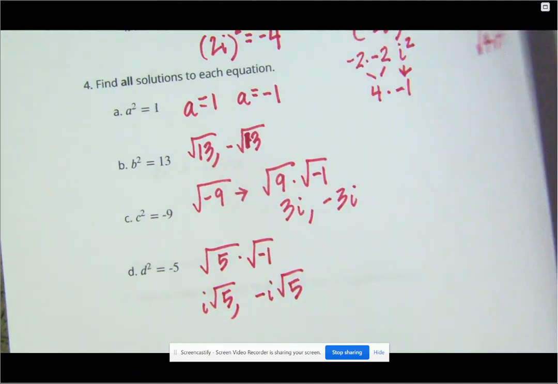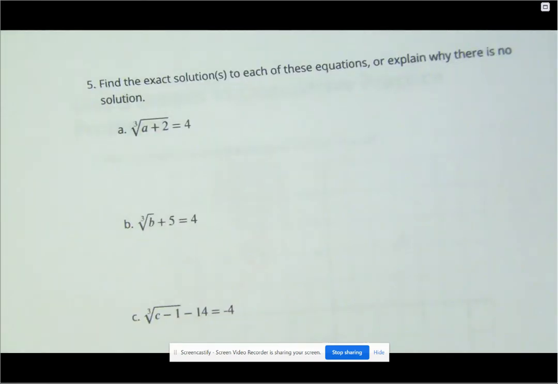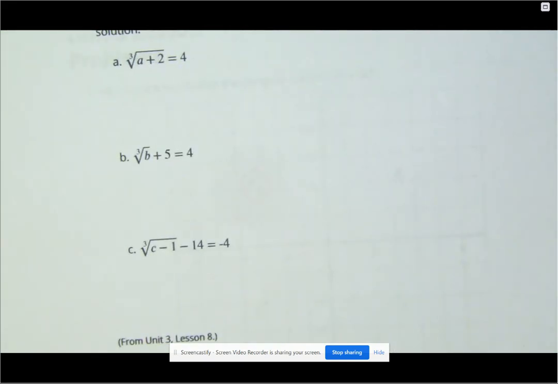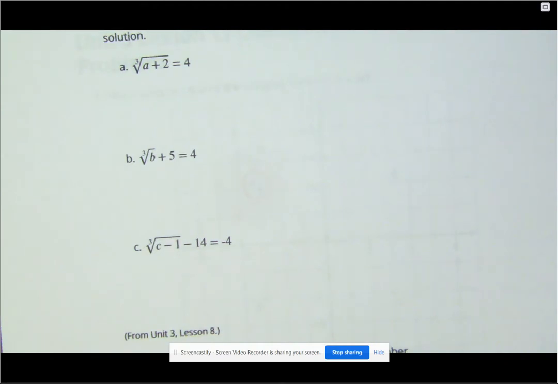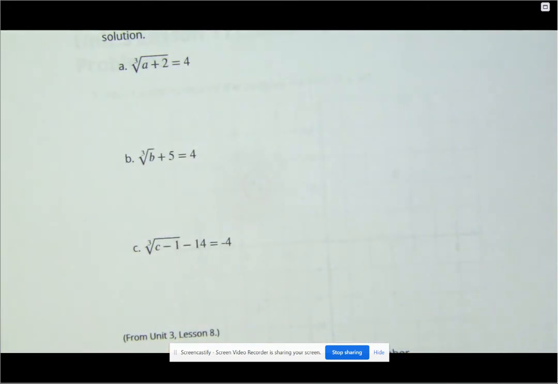All right, number 5. This is a review question. Find the exact solution or solutions to each of these equations, or explain why there is no solution. Before I even get started, because we just took the quiz and some people are still confused: these are all cube roots. Look, cube root, cube root, cube root. Cube roots always have one answer. None of these are going to have no solution.